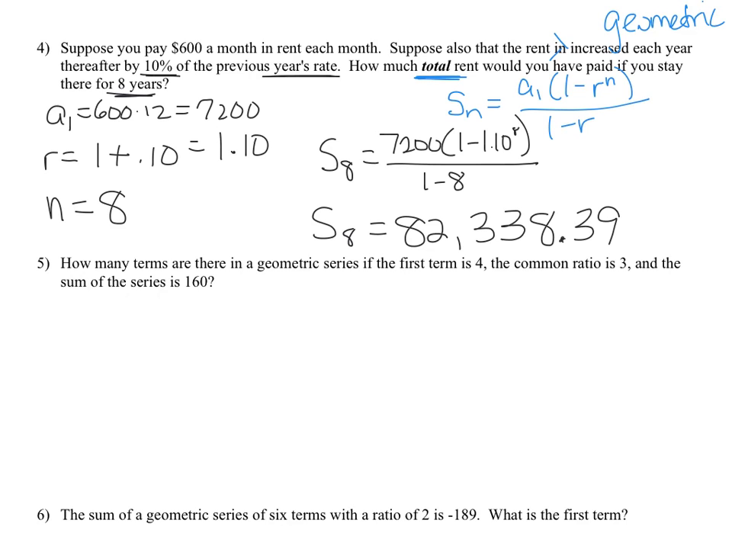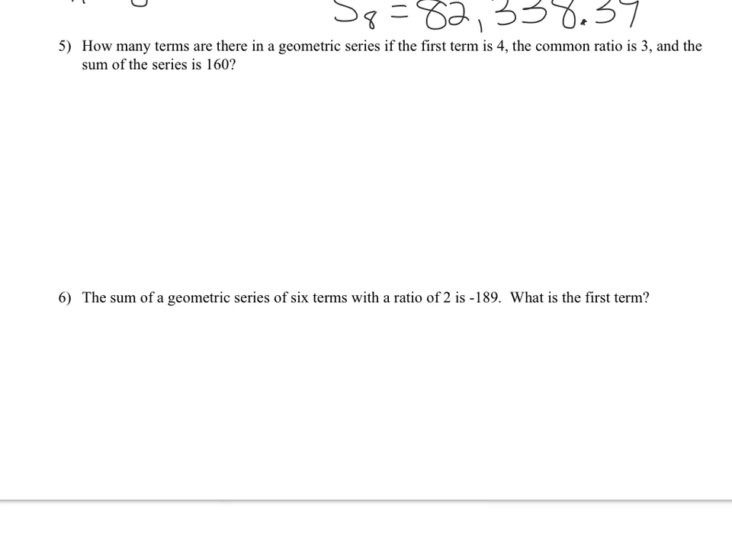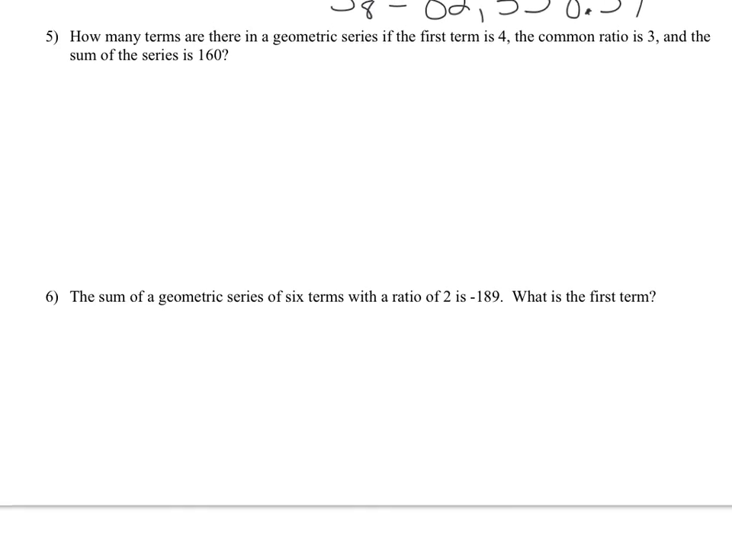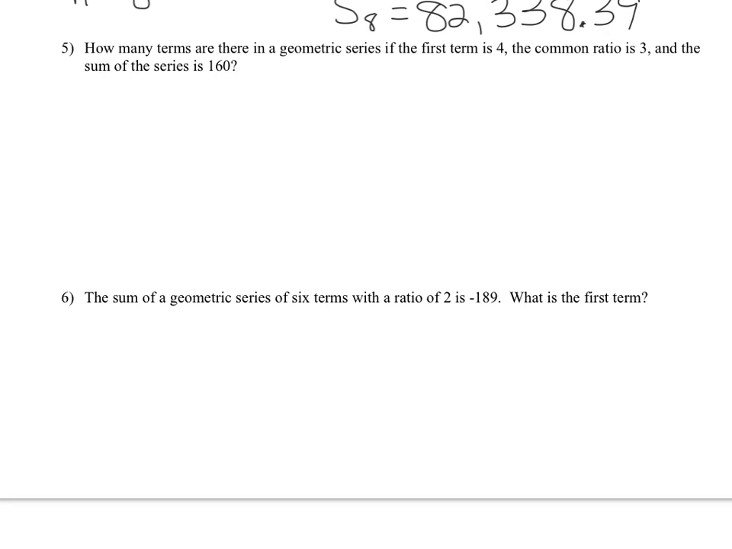Okay, number 5. How many terms are there in a geometric series if the first term is 4, the common ratio is 3, and the sum of the series is 160? Well, that's a very good question. They're telling me the sum of the series, and they're saying geometric, so those things should clue you into using this formula: a1 times 1 minus r to the n over 1 minus r.